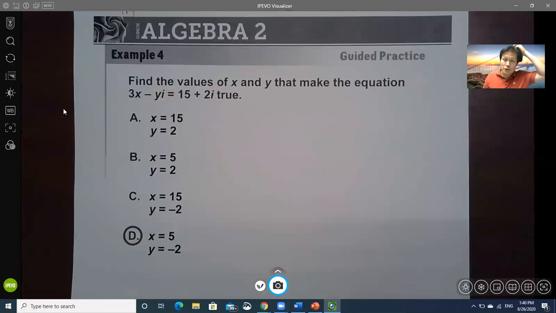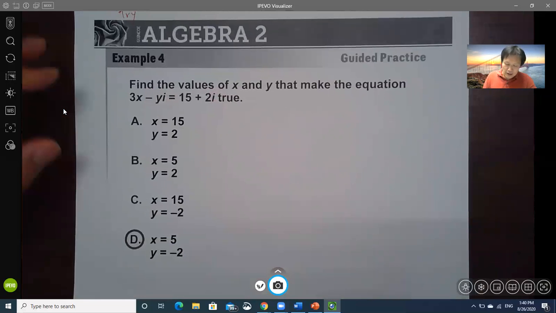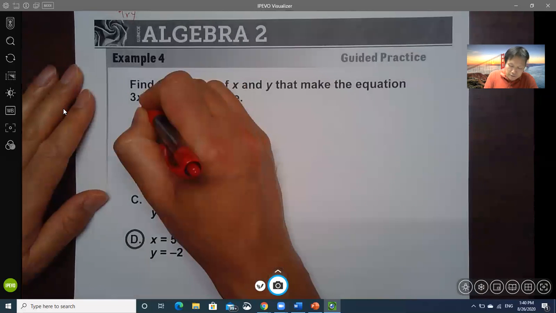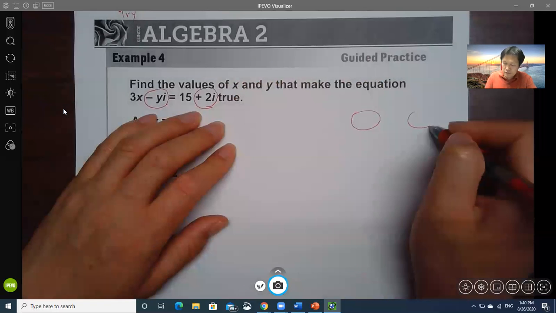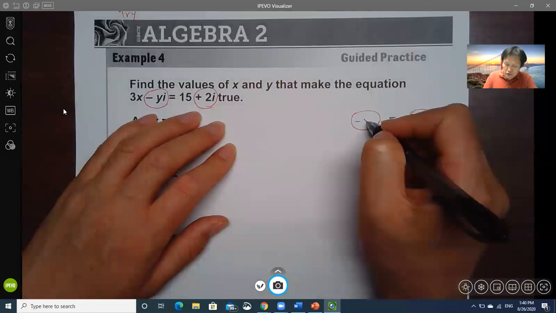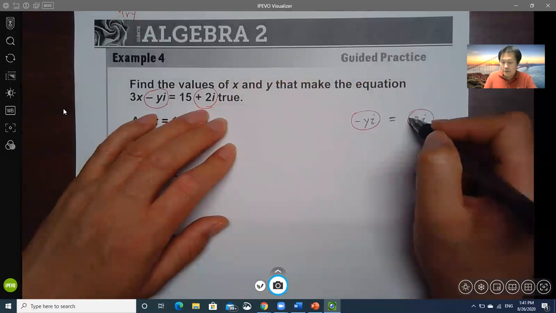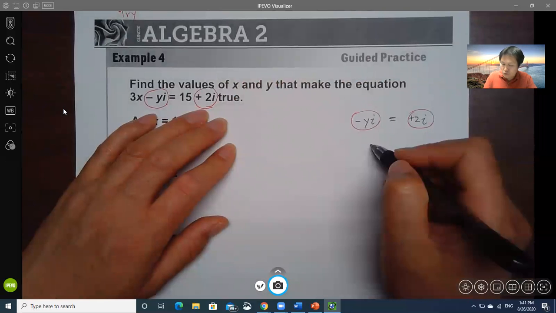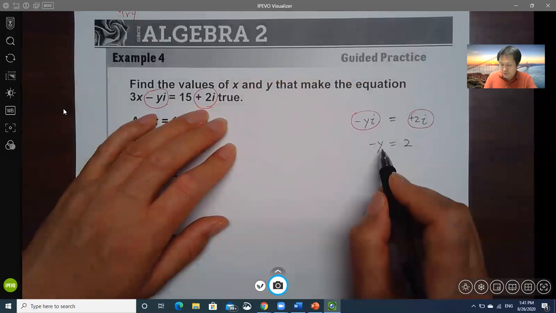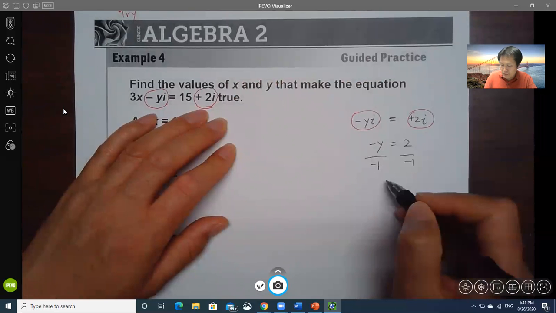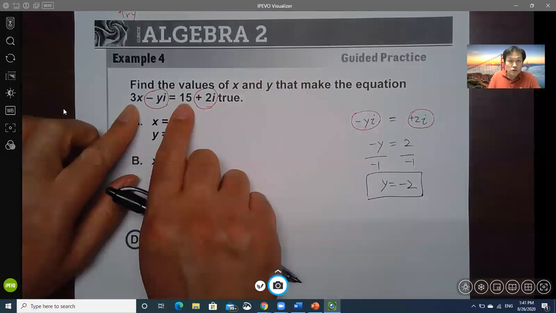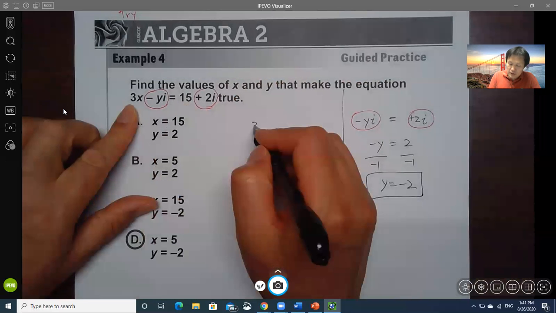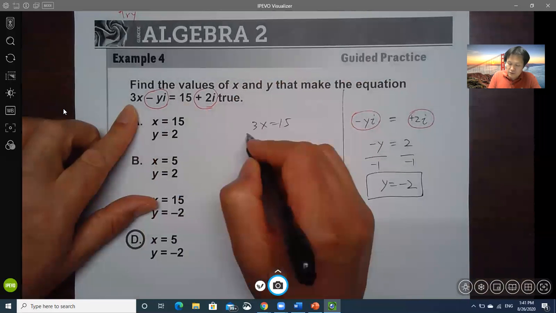Please pause the video and try. Okay, if you got this, fantastic. Again, the key point is i. The i part has to equal the i part. So minus yi should equal plus 2i. Divide by i on both sides, minus y equals 2. You want to solve for y, so divide by minus 1, divide by minus 1, y equals minus 2. Now the no-i parts should equal each other. So 3x equals 15, divide by 3 on both sides.